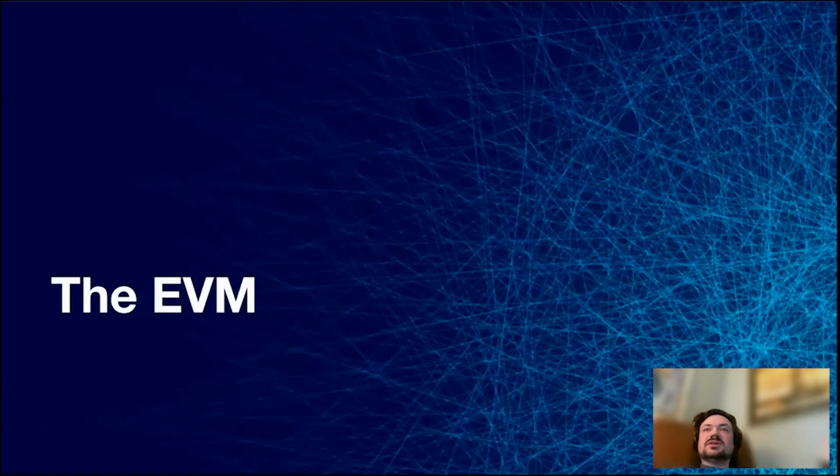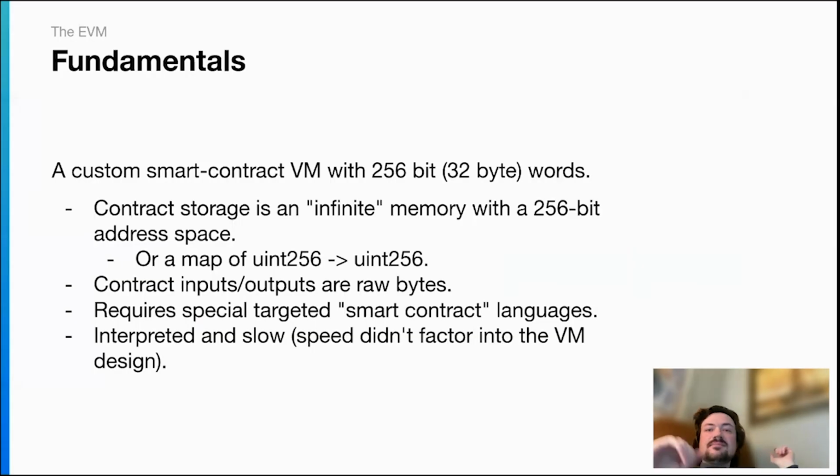Most people here are somewhat familiar with that. Let's quickly move on to some background on the EVM, because a lot of people here are very focused on Filecoin and may not know everything about how the EVM works. The EVM is a custom smart contract VM with 256-bit or 32-byte words.